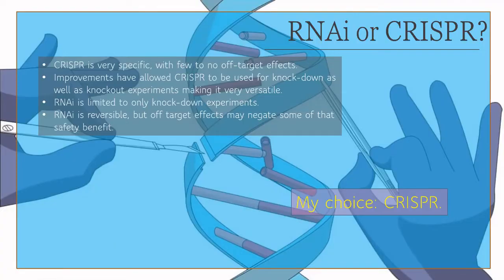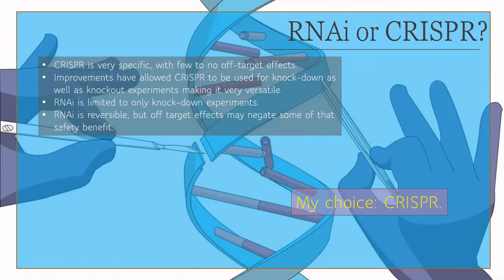So which one would you want to use? Personally, I would go with CRISPR, and my main reason for that is because RNAi tends to have a lot of off-target effects, so it affects other RNA strands that you might not be looking at, so it can kind of mess with your results. You don't know exactly what genes are being degraded. CRISPR is very specific and has few to no off-target effects.